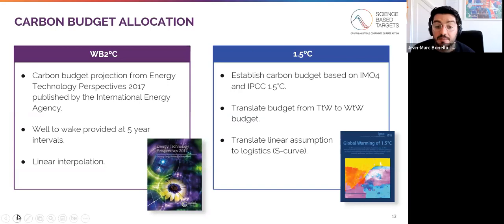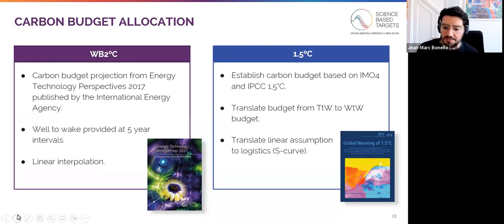So as I mentioned, carbon budget allocation is one of the key parameters when defining these pathways. We have a well below 2 degree pathway, which was set using the IEA's Energy Technology Perspectives document from 2017. And then the 1.5 degree pathway, which was set using the IPCC's definition of the carbon budget that would keep us to not exceeding 1.5 degrees of temperature increase from pre-industrialized levels. That is defined in the Global Warming of 1.5 Degrees document by the IPCC.